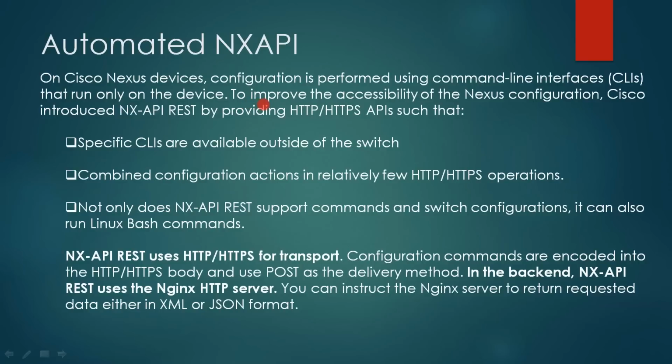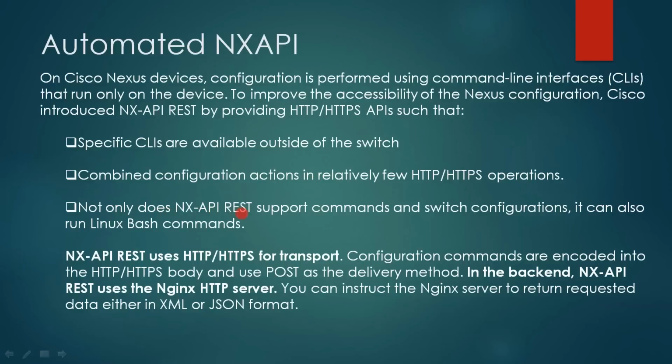what are the things that we are getting, what benefits do we have? To improve the accessibility of Nexus configuration, Cisco has introduced NXAPI REST. So we have this REST methodology by providing an HTTP/HTTPS API such that specific CLI are available outside the switch. You can say this is off box. Outside the switch I can do that. Combined configuration action is relatively few HTTP/HTTPS method operations. That means I am going to use the HTTP/HTTPS methods to perform the task.